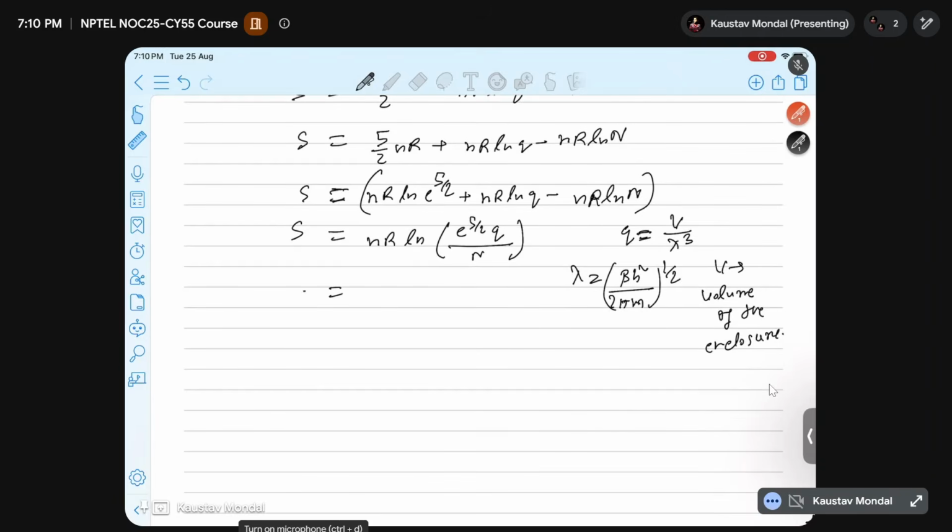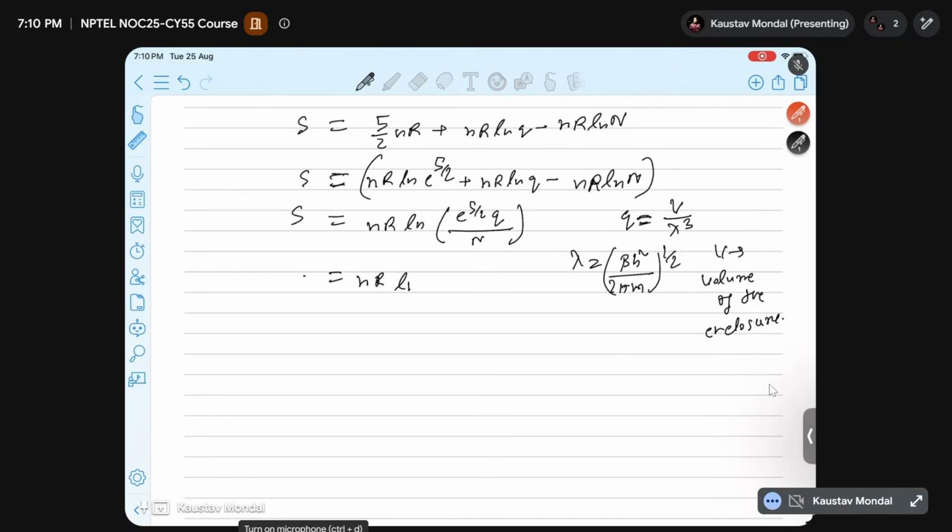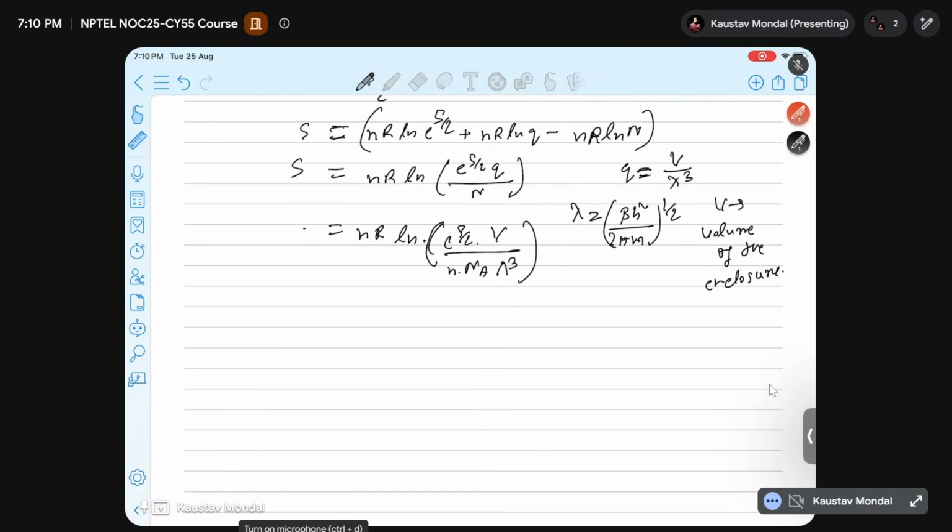So from here, nR ln of e to the power 5/2 times V, and N you can write as n times N_A, the Avogadro number, by λ cubed. So this is basically the expression of the entropy for the case of a monoatomic ideal gas. And you can write this in different ways also.